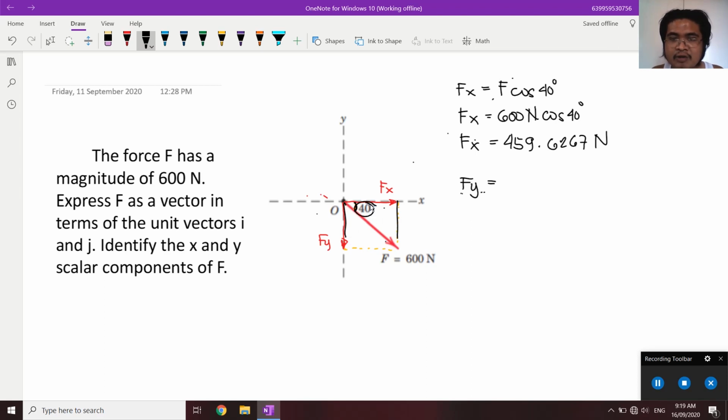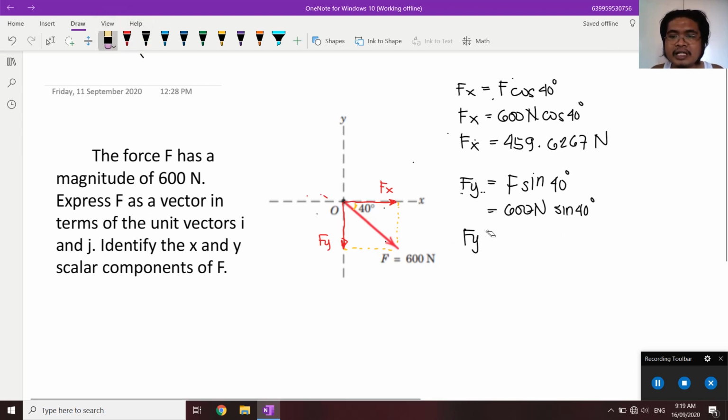Then, to solve for Fy, this one is as long as this, which is opposite to 40, which means that is sine. Remember what we taught in the component method, so that will be F sine of 40 degrees. The value of F is 600 newtons. So, sine 40 degrees. Let's use the calculator: 600 sine 40, and that is 385.6726 newtons.